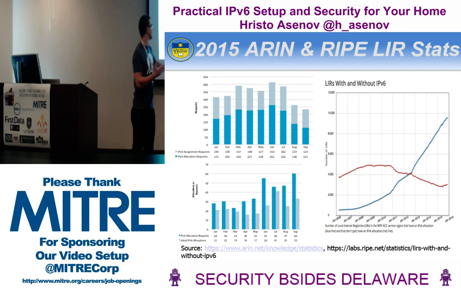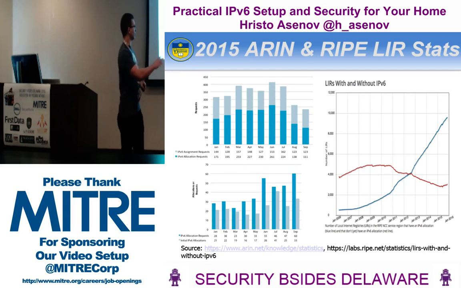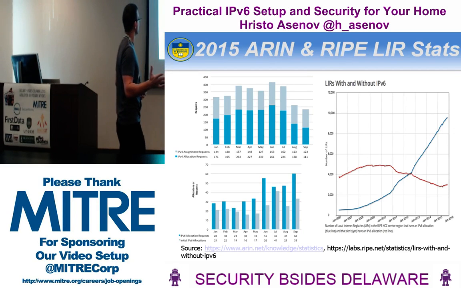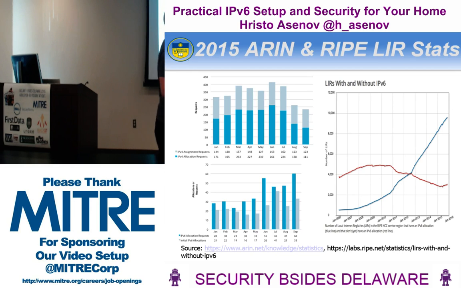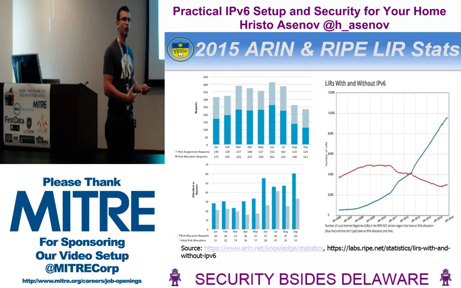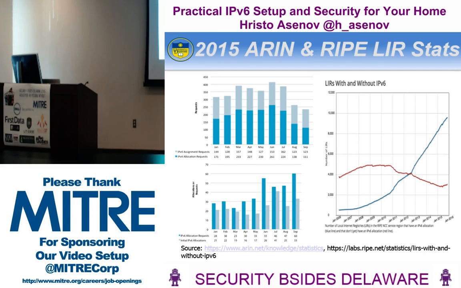On the right-hand side, you can see a graph from RIPE, which is the European RIR. The blue line is the number of ISPs that already have a dual stack, so they give both V4 and V6 addresses. The red line represents the number of ISPs that only give out a V4 address. So you can see the trend is moving towards a V4, V6 dual stack.